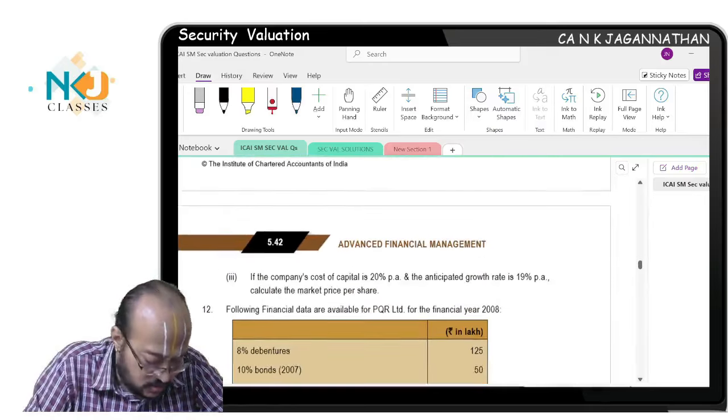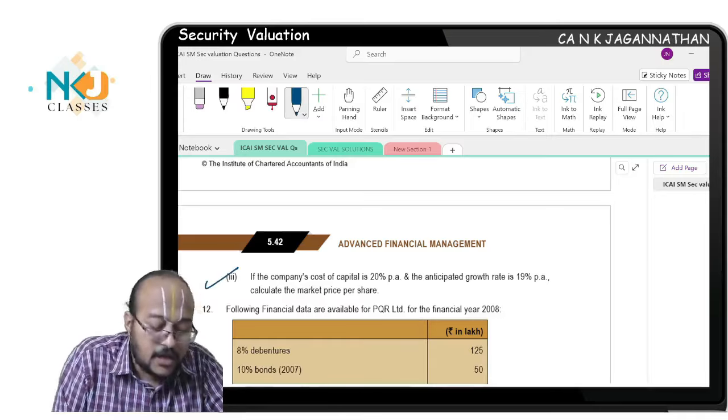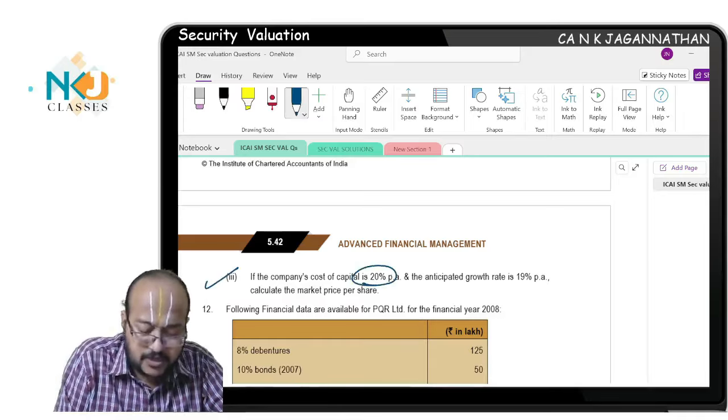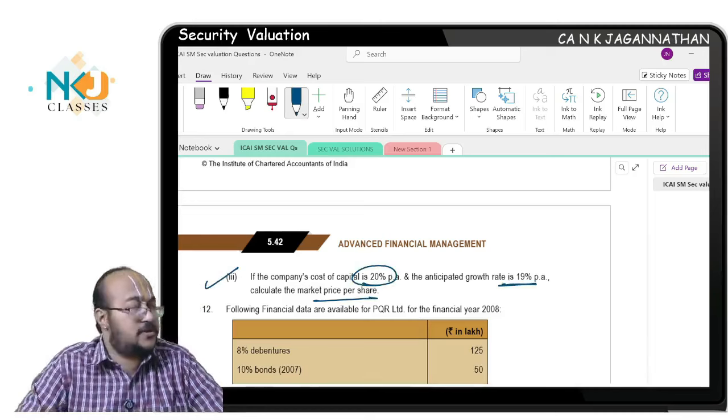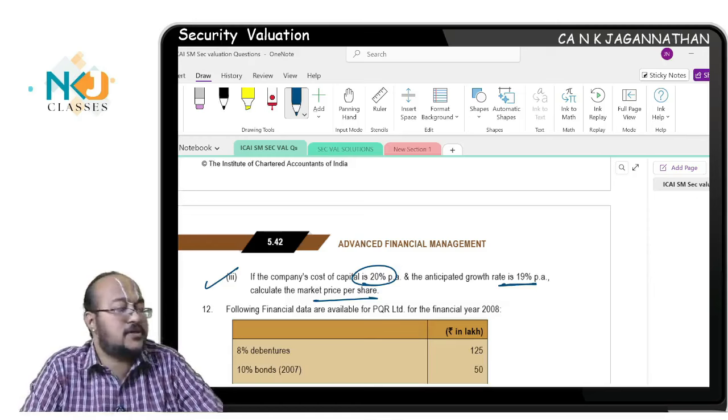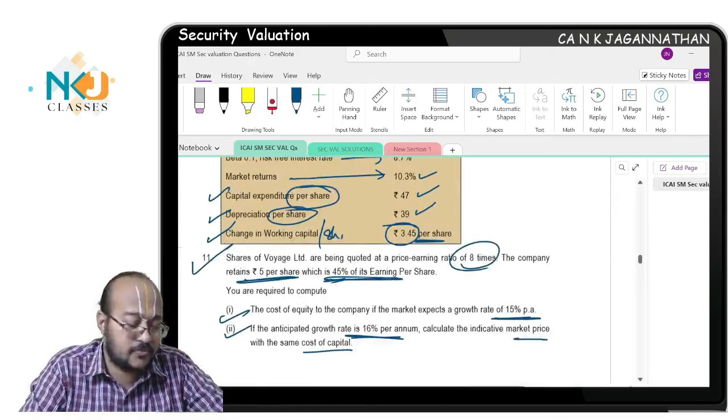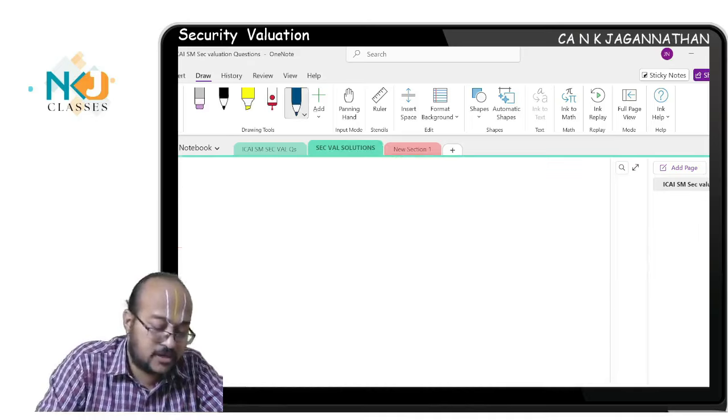Okay, this is the question. Third part is also there. If the company's cost of capital is 20% per annum and anticipated growth rate 19% per annum, what is the market price per share? This is sensitivity analysis. They are changing various data and ask us to compute a price per share. Very simple and straightforward only.